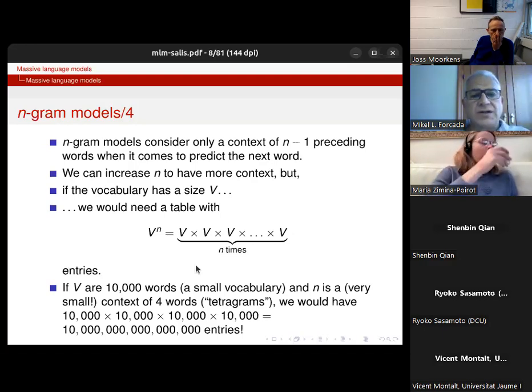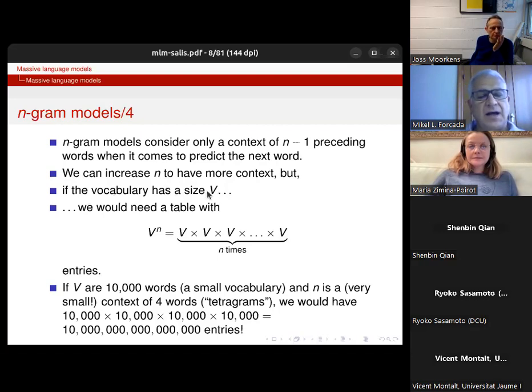N-gram models only consider a context of n minus 1 preceding words. So that's not much of a context, but if you want to increase context, you have to increase n. And if you have a vocabulary of size V, and you have n-grams, you have this number of n-grams, which is V times V times V, n times. That's a very big number, even for a small vocabulary.